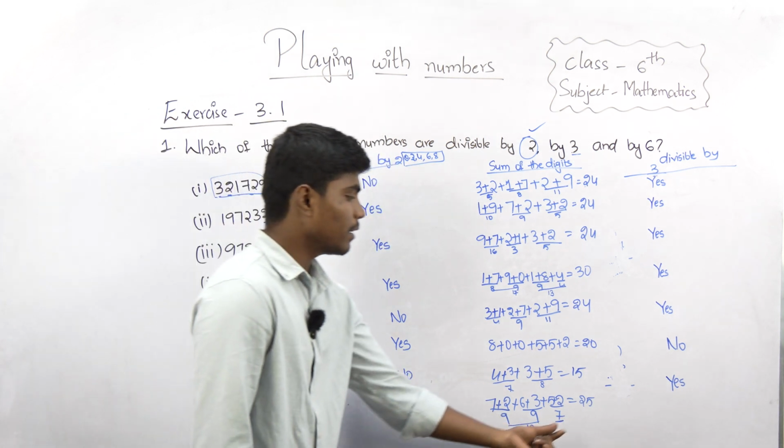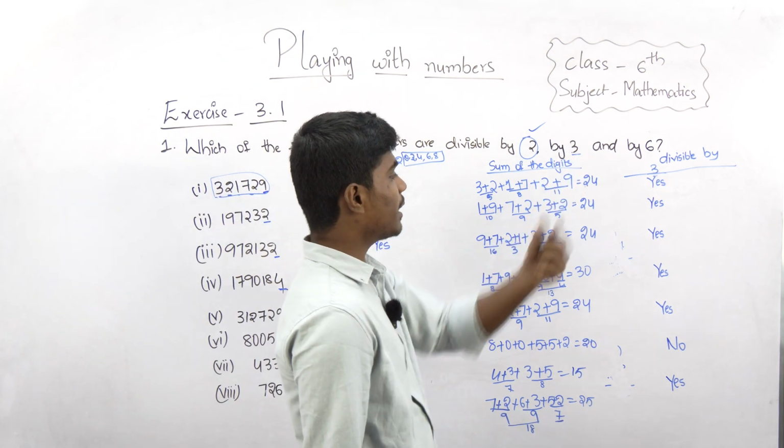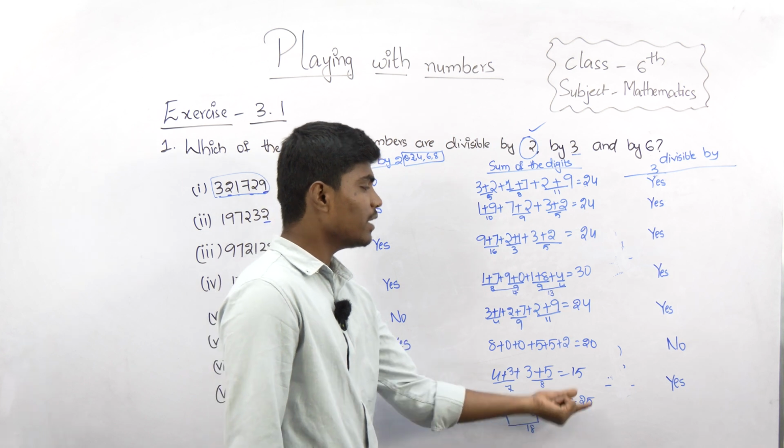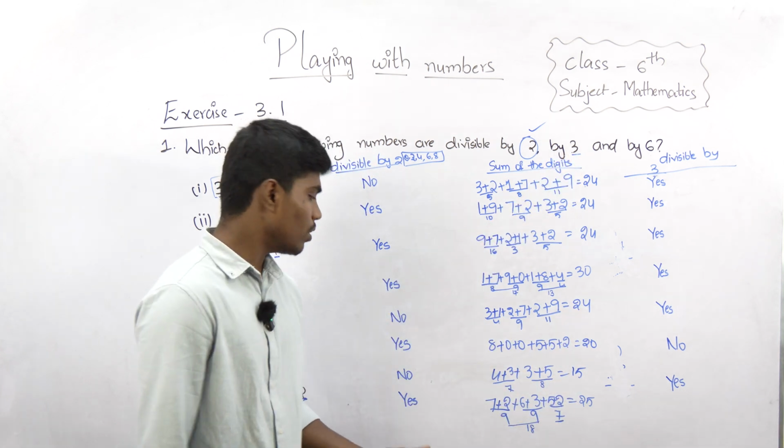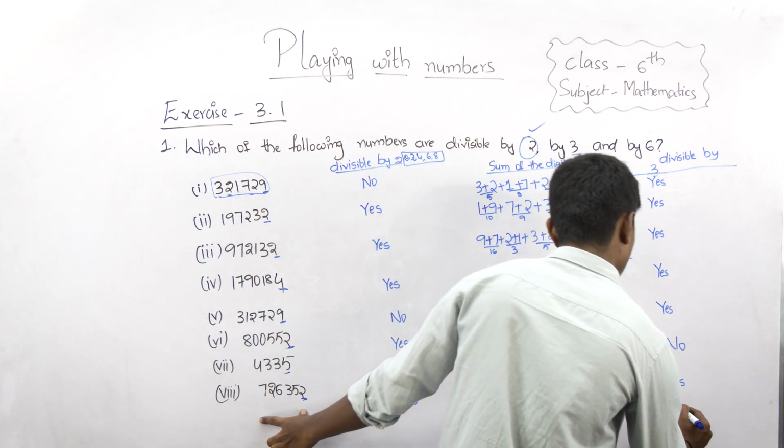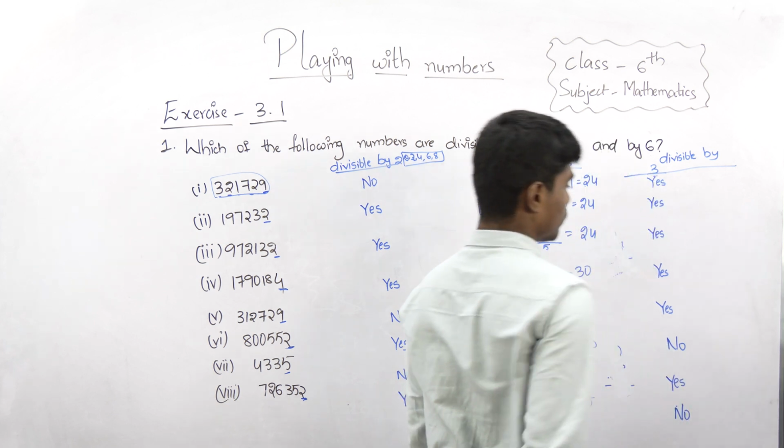Is 25 divisible by 3? No, 25 is not divisible by 3. So this number is not divisible by 3. So no.